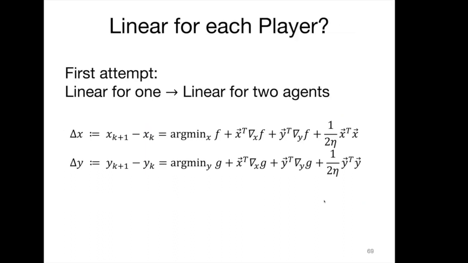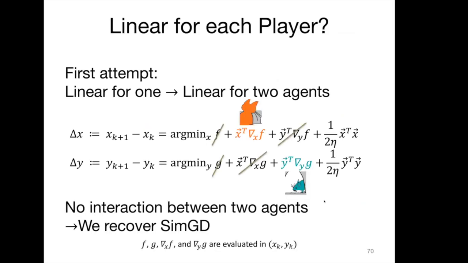And now the question is, how do we linearize a game? Because if we only take the linear approximation, which maybe appears first as the most natural thing to do, then we see that actually the actions of the two agents do not depend on each other. And so we recover exactly simultaneous gradient descent. Because in this local linear game, there are no XY terms. So what is a good decision for X does not depend on what Y does, and what's a good decision for Y does not depend on what X does.